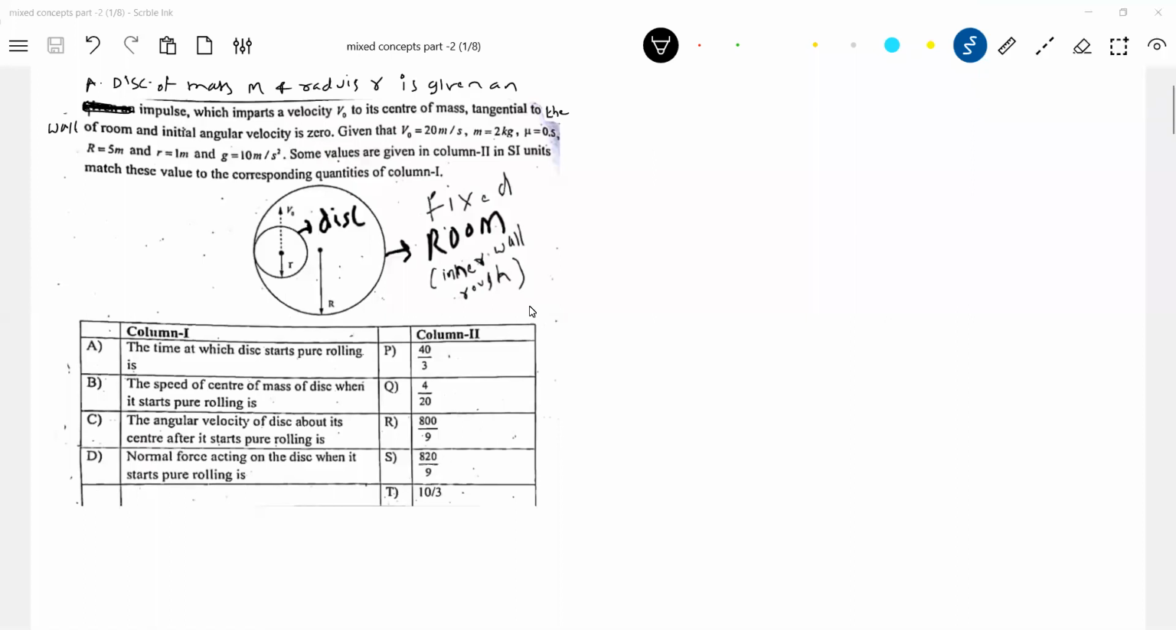Okay, read the question on the screen. A disk of mass m and radius r is given an impulse which imparts velocity v naught to its center of mass, tangential to the wall of the room, and the initial angular velocity is 0. Given mu is 0.5 between the disk and the inner wall. Inner wall rough, fixed room.